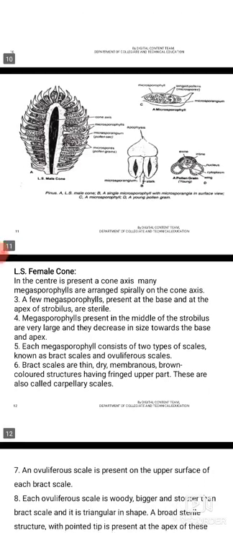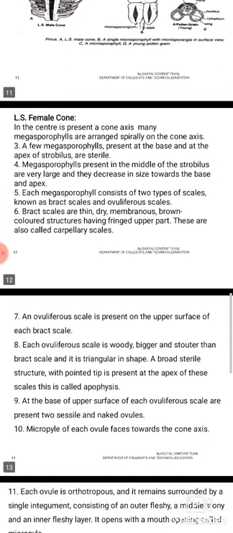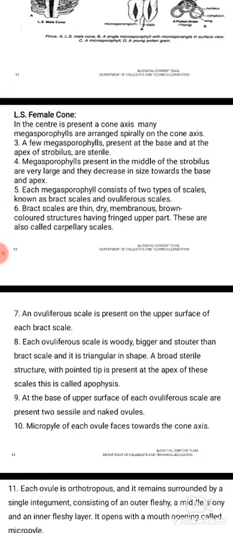Coming to the longitudinal section of the female cone. In the center is present a cone axis and many megasporophylls are arranged spirally on the cone axis. A few megasporophylls present at the base and the apex are sterile. Megasporophylls present in the middle of the strobilus are very large and they decrease in size towards the base and apex.